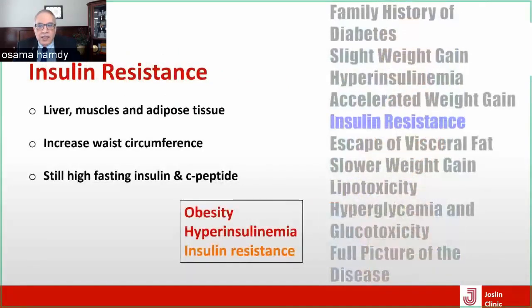So why does this happen? The body, as I mentioned, starts to resist insulin because too much insulin can cause significant damage. So liver, muscles, adipose tissue start to be insulin resistant. Waistline is going now up and up, and still at this stage, the C-peptide and the insulin are high. But we have now an additional period of insulin resistance. I wrote a review article several years ago about how to measure insulin resistance in clinical practice and in clinical research. But this is again a very important step.